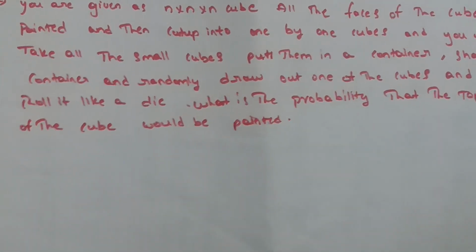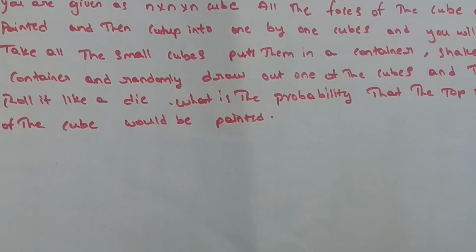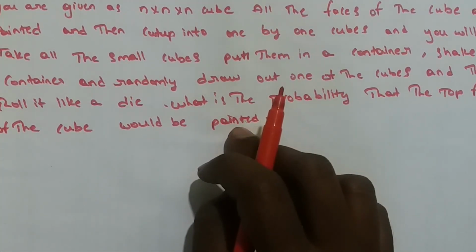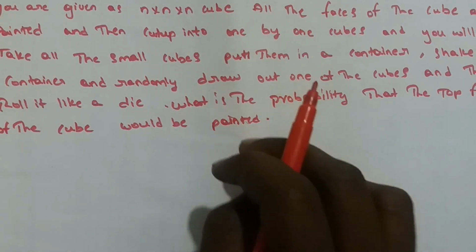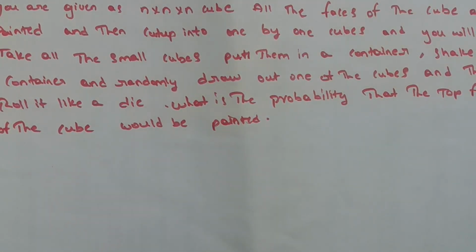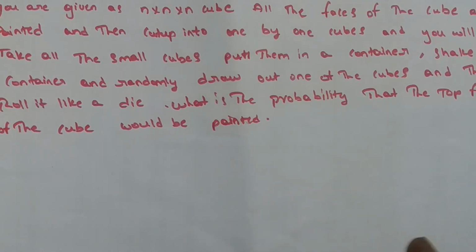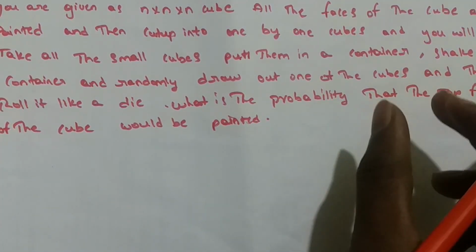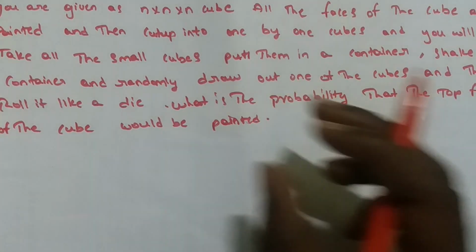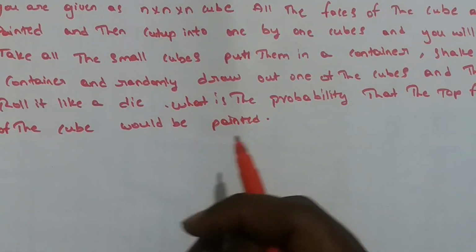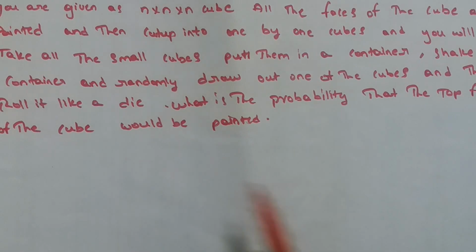Now we have to find out the probability of the top face of the cube being painted. Here a cube is coated on all the faces and cut up into one by one cubes. We take all the small cubes and put them in a container, shake the container, randomly draw out one cube and roll it like a die. Then what is the probability that the top face of the cube will be painted? Okay, now we will see the answer.